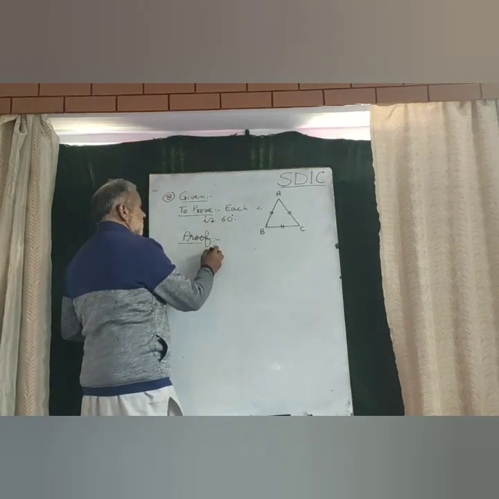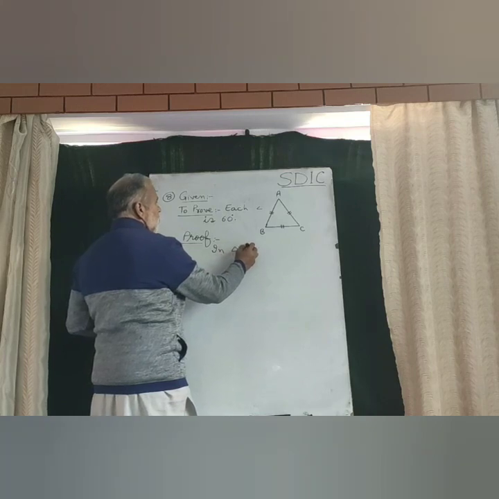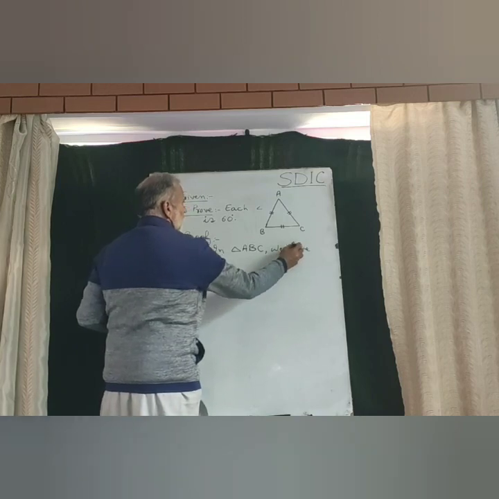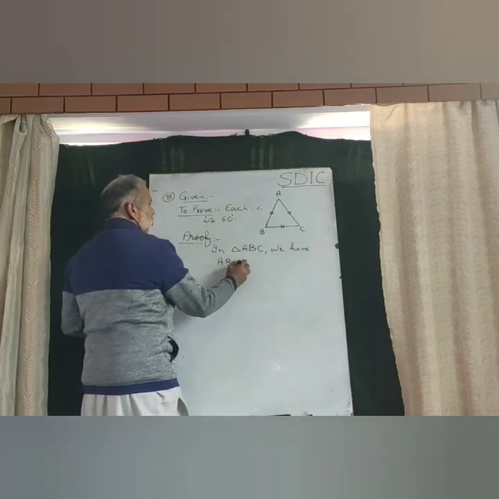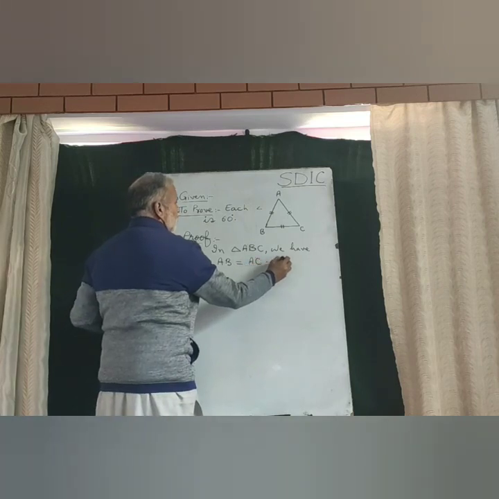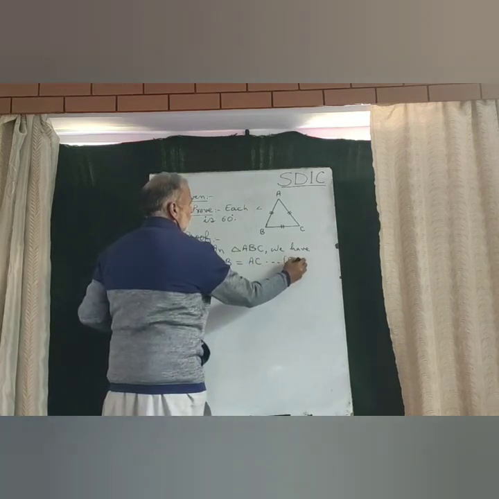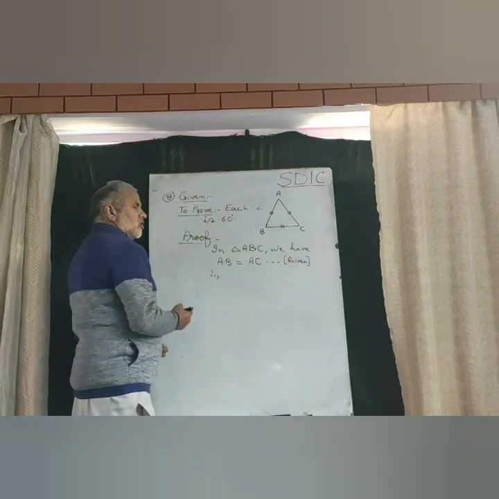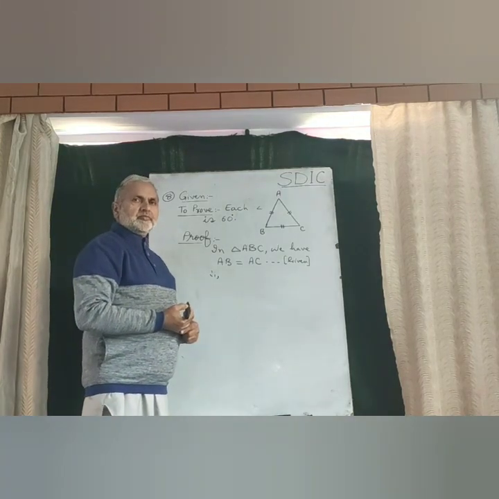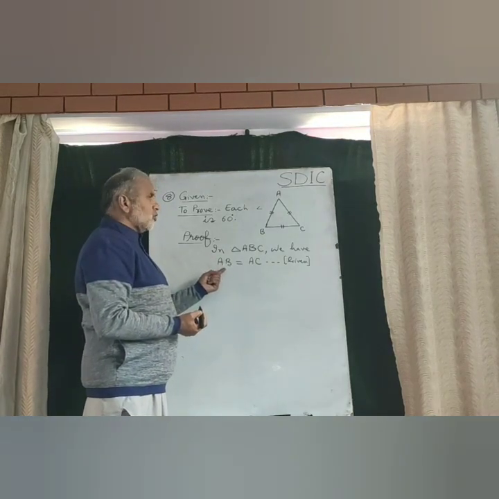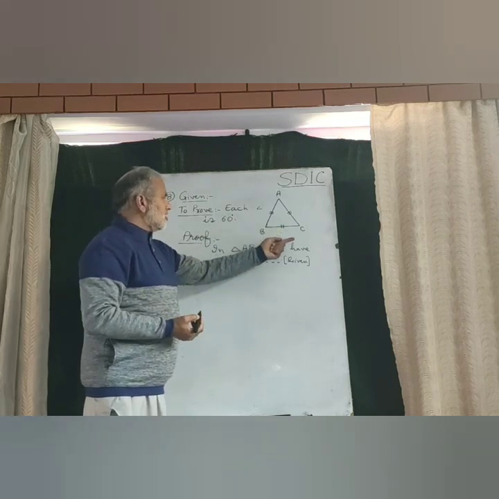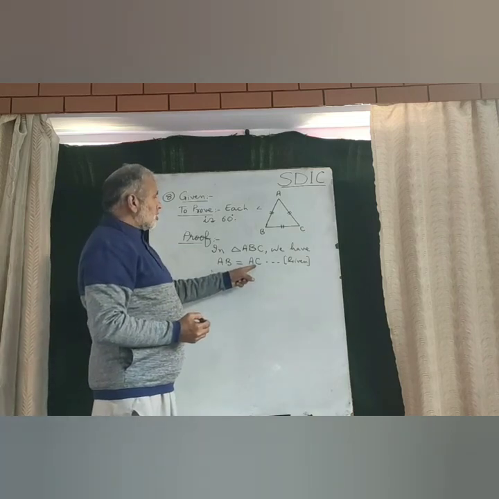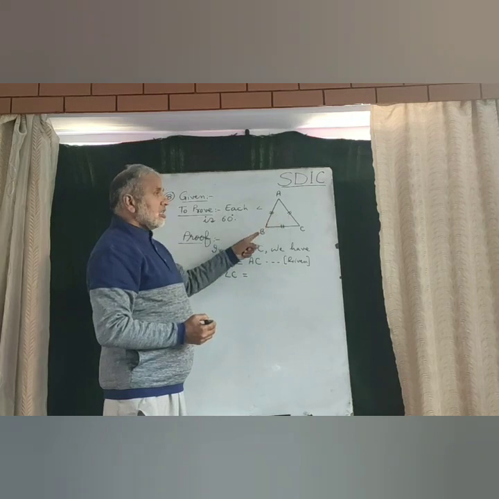So let us begin. We have in triangle ABC, we have AB is equal to AC. It is given to us. So write in the bracket given. And therefore apply the theorem. According to the theorem, their opposite angles will be equal. Find out the opposite angles. Angle opposite to side AB is angle C, will be equal to angle opposite to side AC, which is angle B.